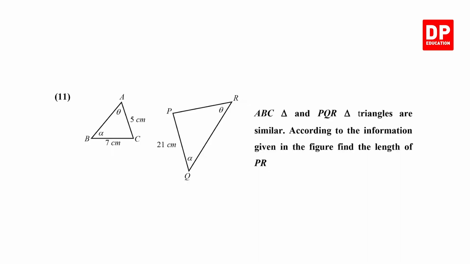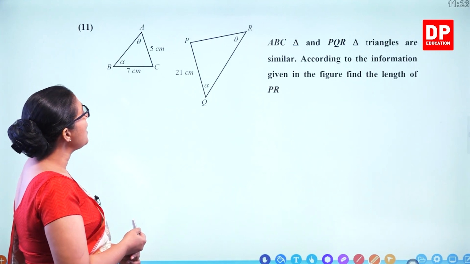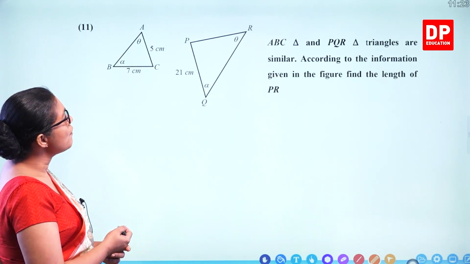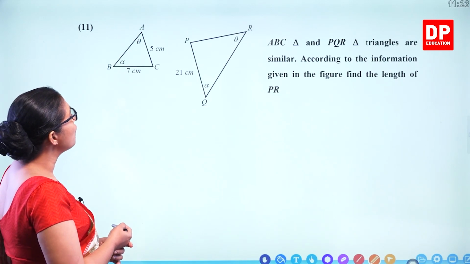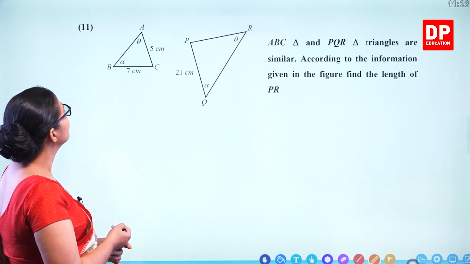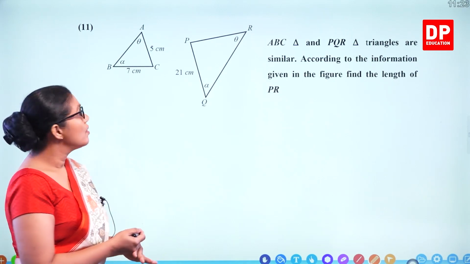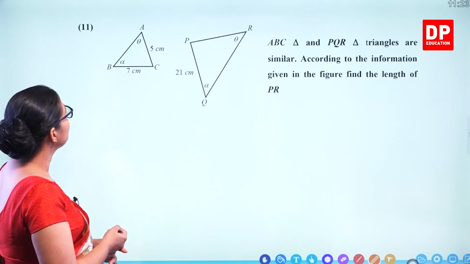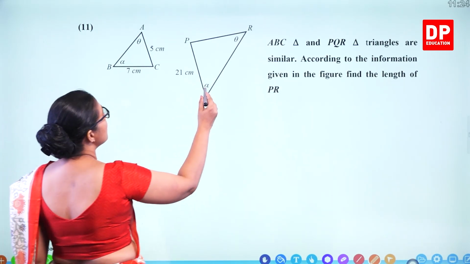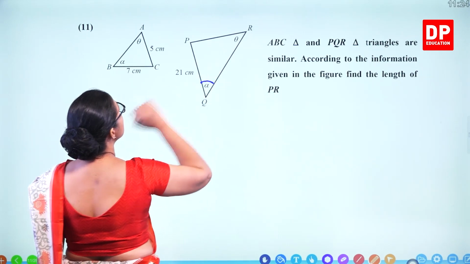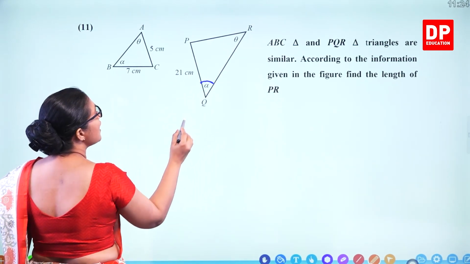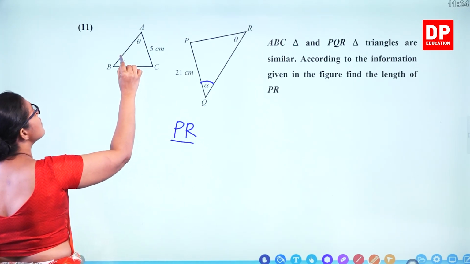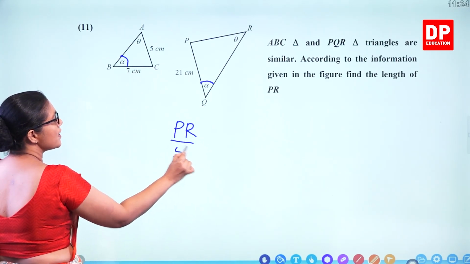Question number 11. You have been given triangle ABC and triangle PQR. Those are similar. According to the information given in the figure, find the length of PR. If the two triangles are similar, you can take the corresponding ratio. This is alpha. We need PR, so take the side opposite to alpha. What's opposite to alpha in the other triangle? That's 5. So you can take 5.